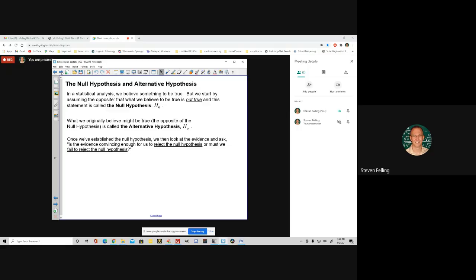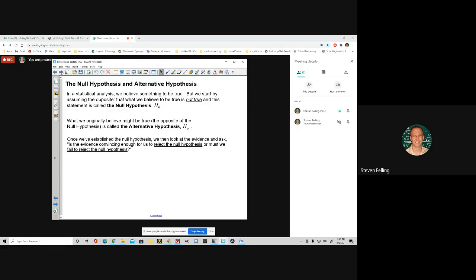So if we're trying to show whether or not the alternative hypothesis is true, we first ask ourselves, what would the opposite be? Once we've established that null hypothesis, we look at the evidence and ask, is this evidence convincing enough for us to reject that null hypothesis, or do we have to fail to reject it? Because all we can do is either reject it or not reject it. If we can reject the null hypothesis, that gives us enough information to say we believe the alternative hypothesis is true. So if you reject the null hypothesis, you're saying the alternative hypothesis is true, which is what you were trying to prove in the first place.